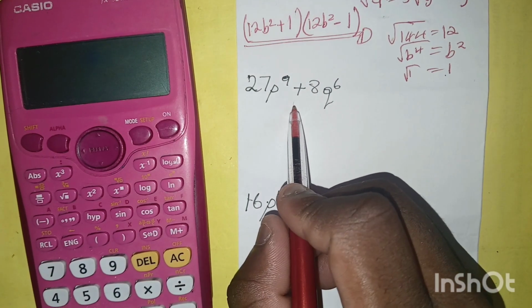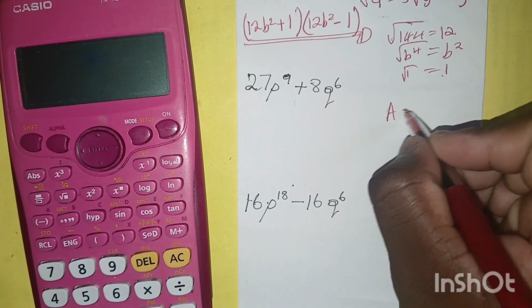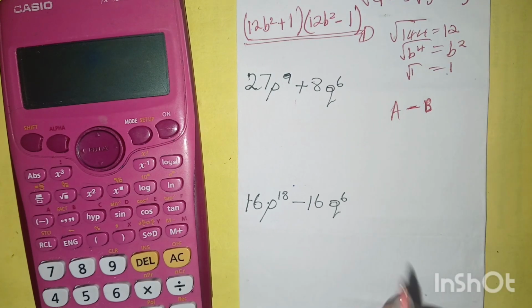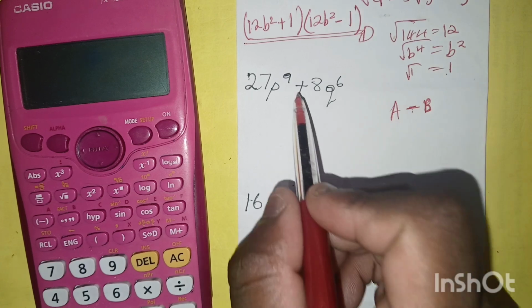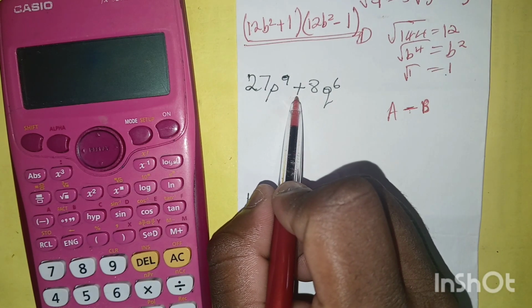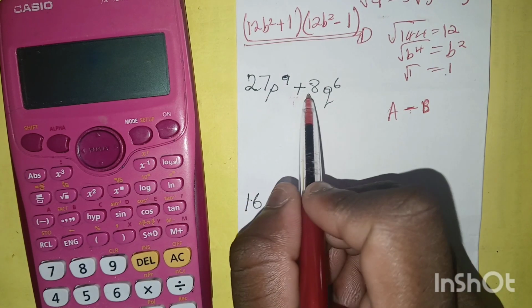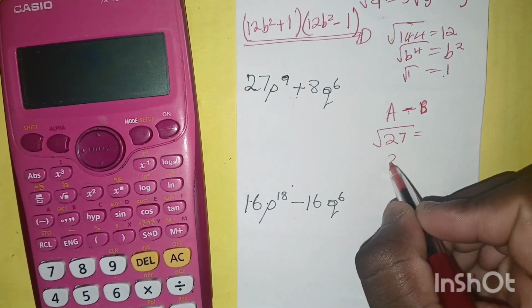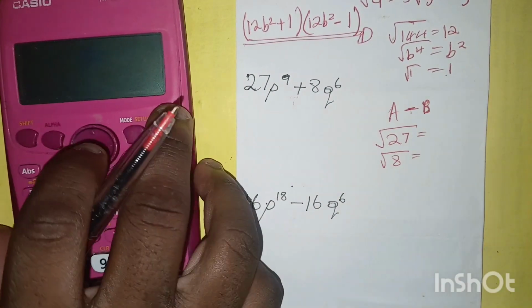Guys, you can notice this one now. It is not in this format. Here there is minus and here there is plus. And also here we cannot take the square root of this number. We cannot take the square root of this one here.